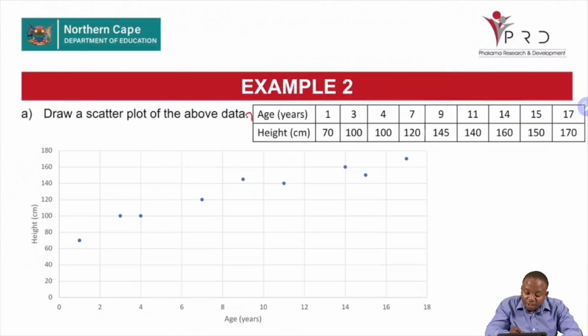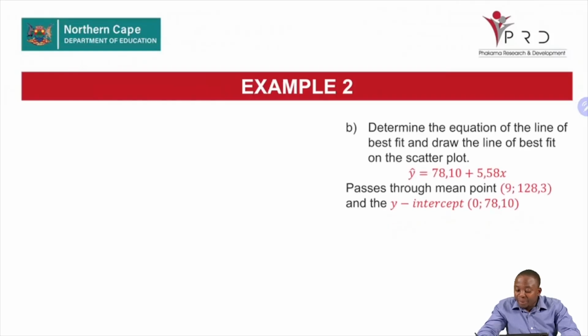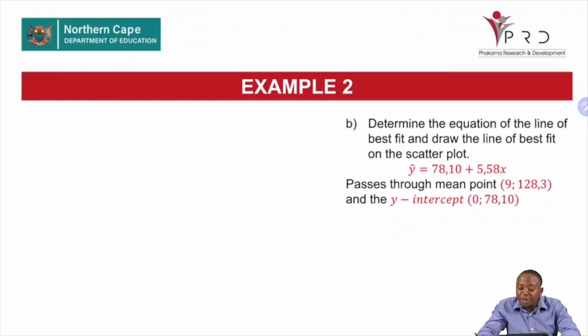So age is x and height is our y. So we plot all of these points. Height is y there, and you can see our x values are our age in that case. Thereafter, let's look at number B. Number B says determine the equation of the line of best fit.